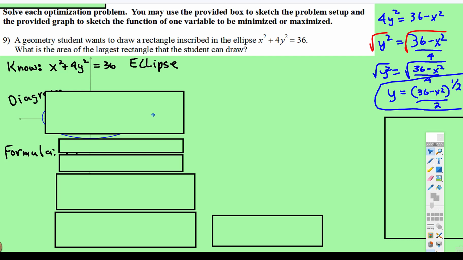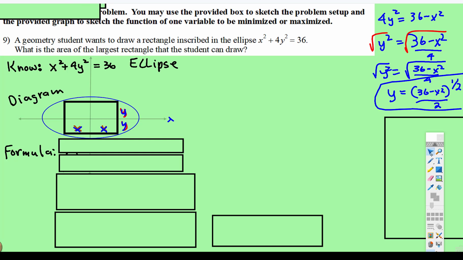So here's the diagram of the situation. If it's centered about the origin, notice what we have. On either side of the y-axis, part of the length of that rectangle are 2x's. So the length is equal to 2x, and then look at the width. You've got the x-axis above and below. The width is 2y. Ooh, but now we know what y is.